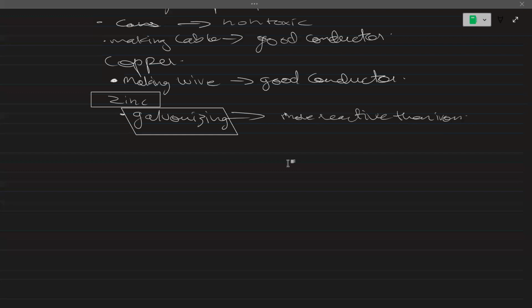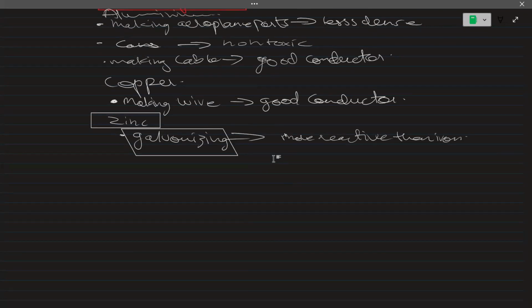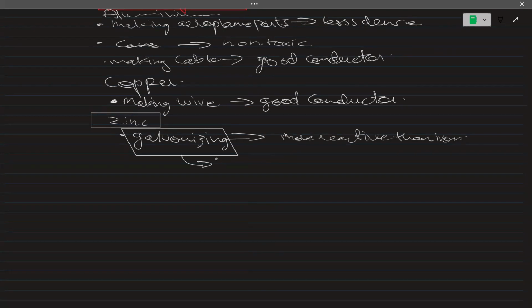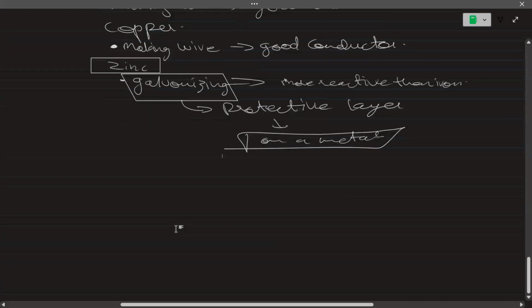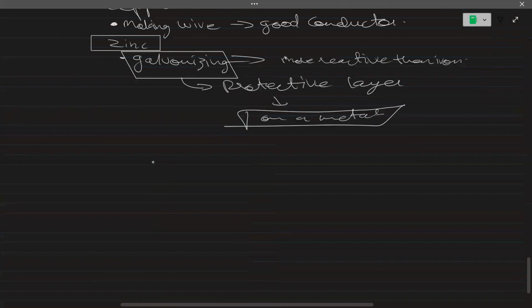So the first one: galvanizing is a process in which we coat a metal over another metal to protect it from rusting. So it is like a protective layer on a metal, and that's the basic definition of it. In zinc we use galvanizing, and it's mostly used on iron to protect iron.